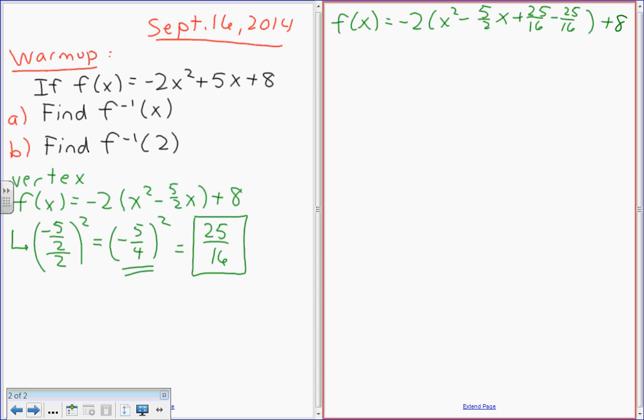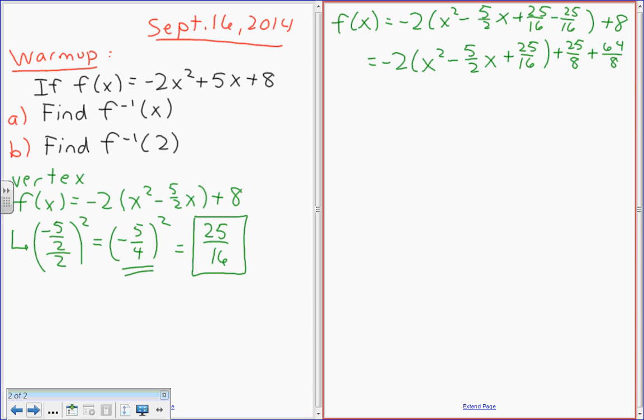plus 8. You guys must be sick of completing the square by now, but you're getting good at it, I hope, by now. Next, go. You multiply -2 into -25 over 16. What does that turn into? 25 over 8. Good. And it turns to plus 25 over 8, right? Yeah. And then 8 times 8 is 64.